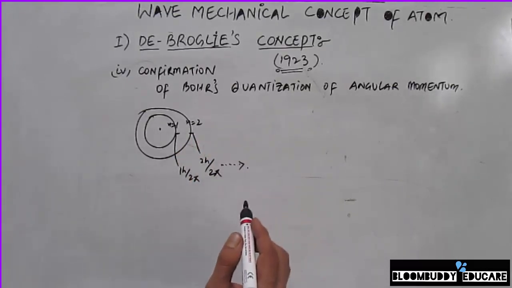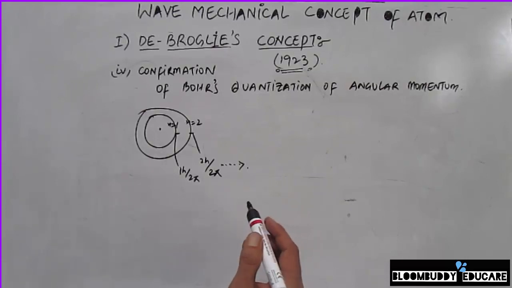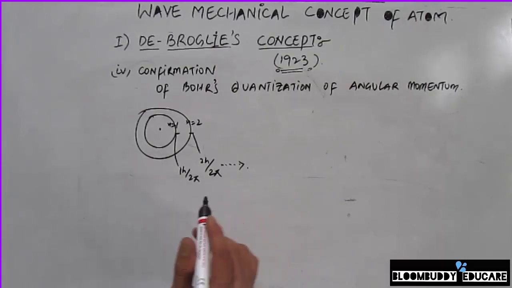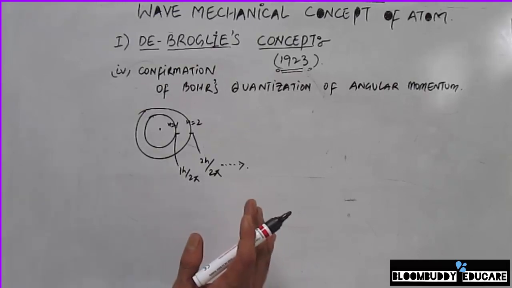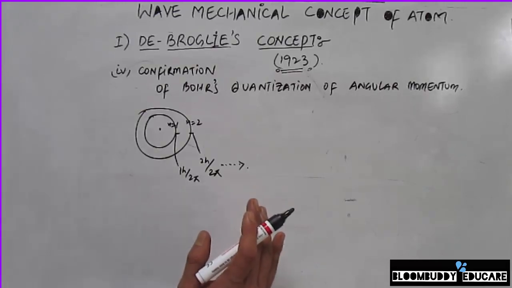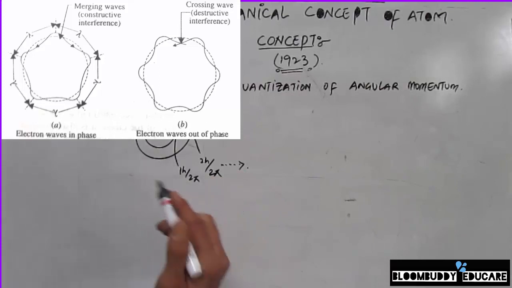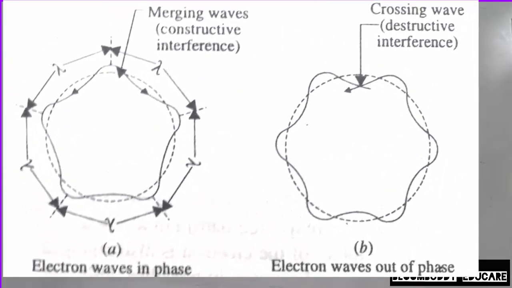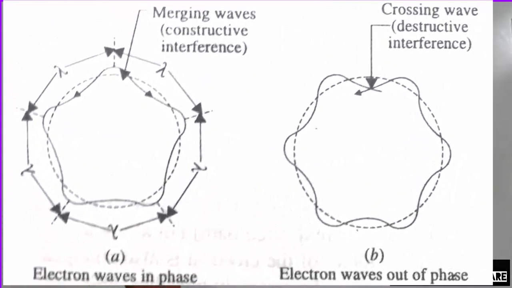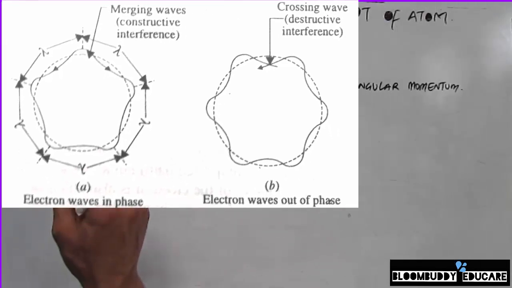According to de Broglie's concept of an electron wave, an electron behaves as a standing or stationary wave which extends around the nucleus in a circular orbit. As I am showing in the top left corner, you can see the image wherein electrons act as waves, and some waves are in phase and some are out of phase. The merging waves show constructive interference, while in the case of the crossing wave, you can see destructive interference.